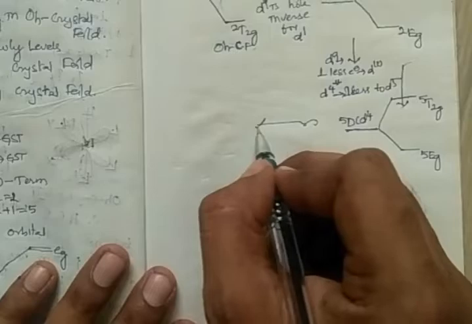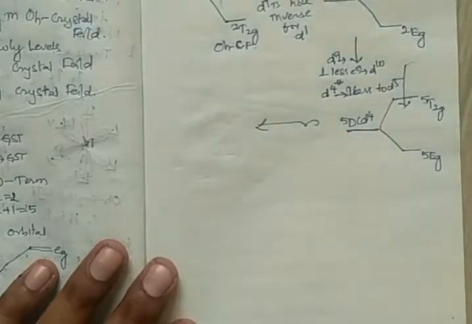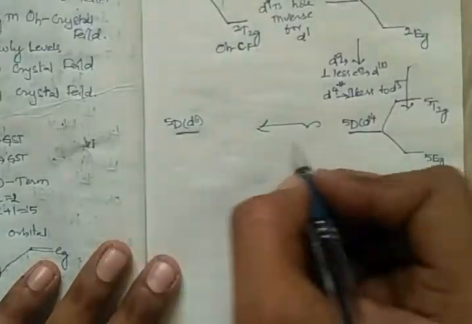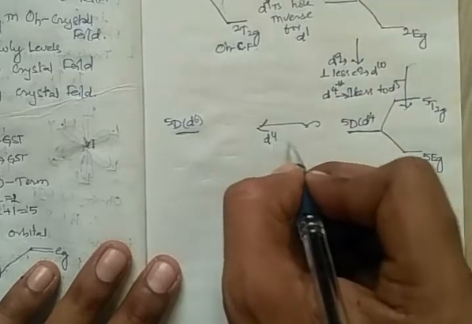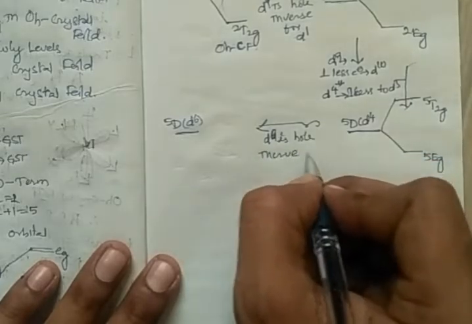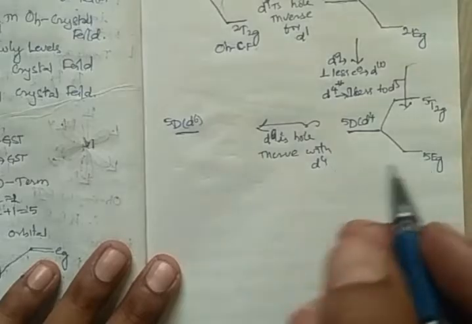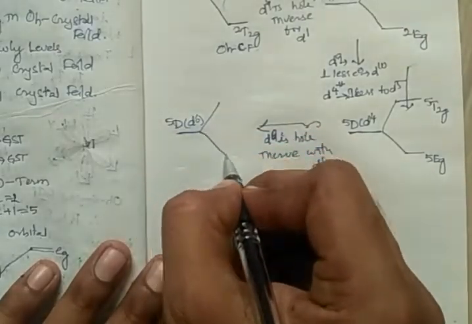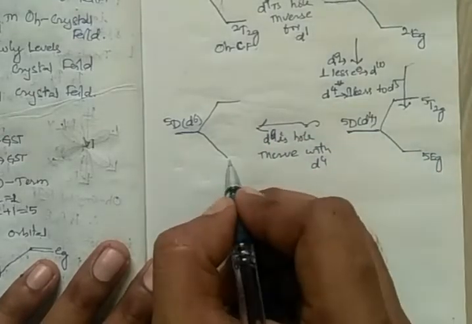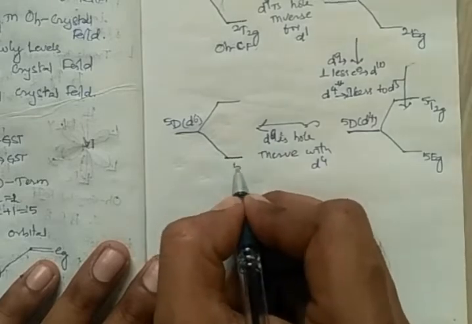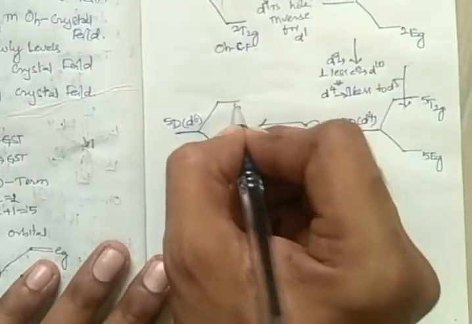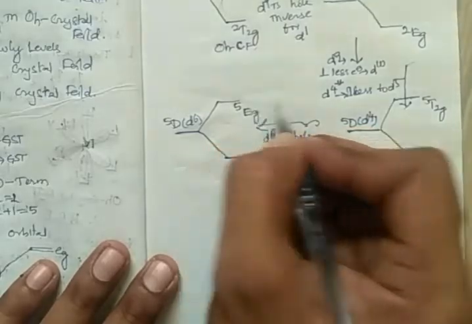And if we go for the 5D term of d6 electronic configuration, it is the whole inverse of the d4 configuration. D6 is the whole inverse of d4 electronic configuration. There it will have exactly the reverse splitting pattern to the 5D term of d4 electronic configuration, where the lower energy state will be the triply degenerate 5t2g and the doubly degenerate state, 5eg, will be in higher energy.